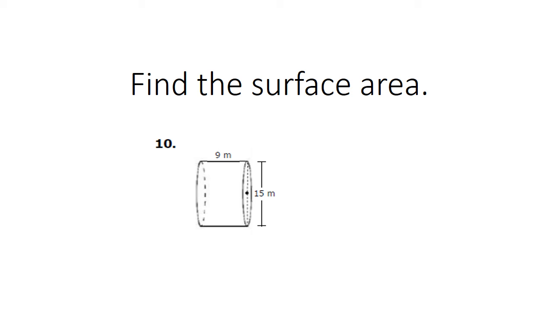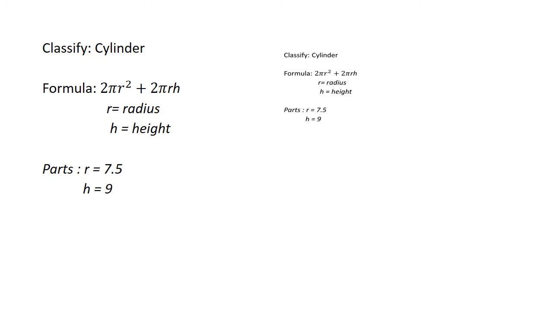And finally, I've got one more diagram I need to find the surface area for. My 4-step process. I have a cylinder. Here's my formula. I need to find the radius and the height to be able to work this formula. In this particular case, the circles are on the left and right side of the shape. They're still considered the base.